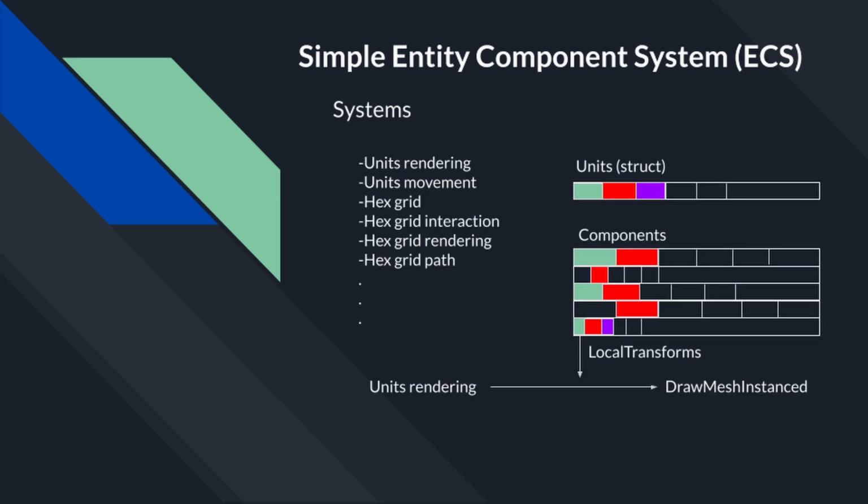The other part of the system are the systems themselves. The idea is to implement systems with a single responsibility. These systems will interact with all these arrays of components and units and will define the logic of the game. As you can see, we have systems for rendering units, for movement of units, and all kind of systems related to the hexagonal grid. As an example, I depicted what the unit rendering system is doing because it is very important for the performance of the game.